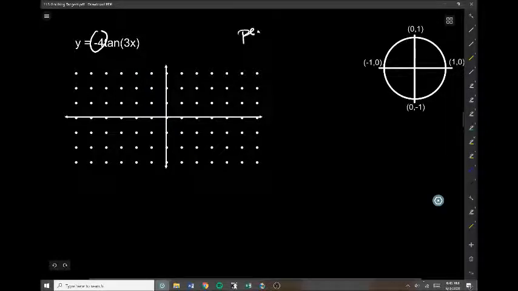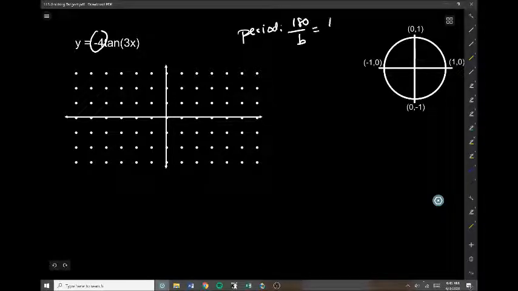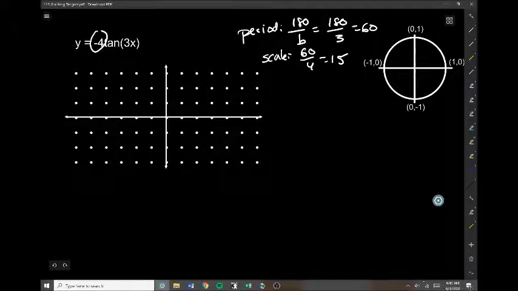So the period is going to be 180 over b, which is 180 over 3, which is 60. That means that my scale is going to be 15. Your scale is your period divided by 4. So I'm counting by 15s. Here's a 30, here's a 60, here's a 90. And that covers it.